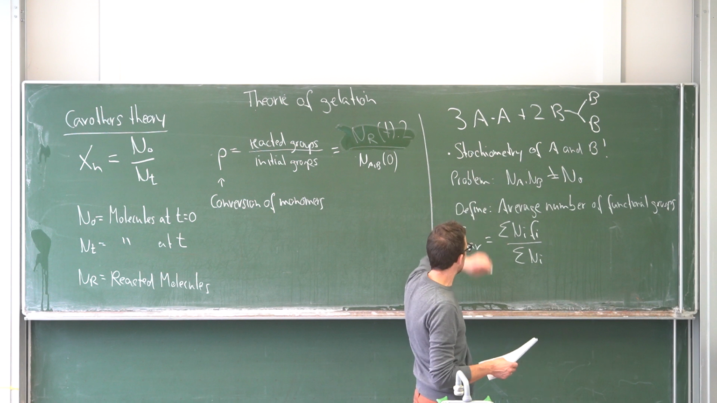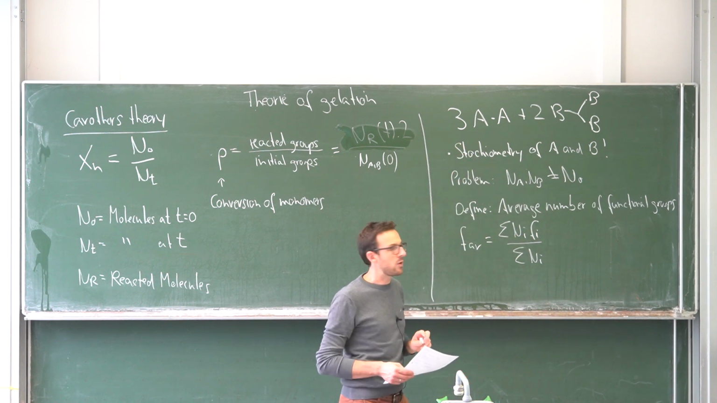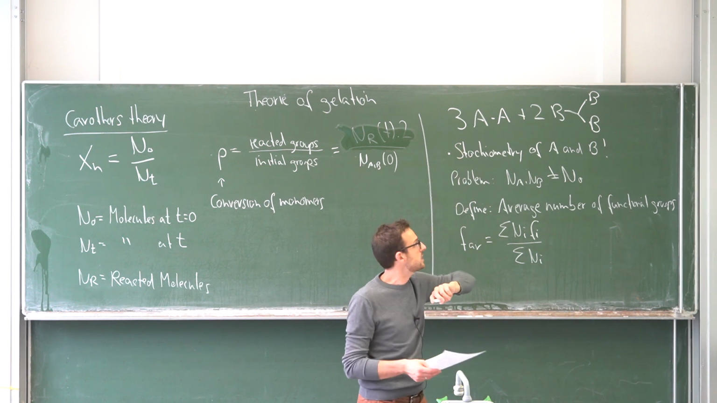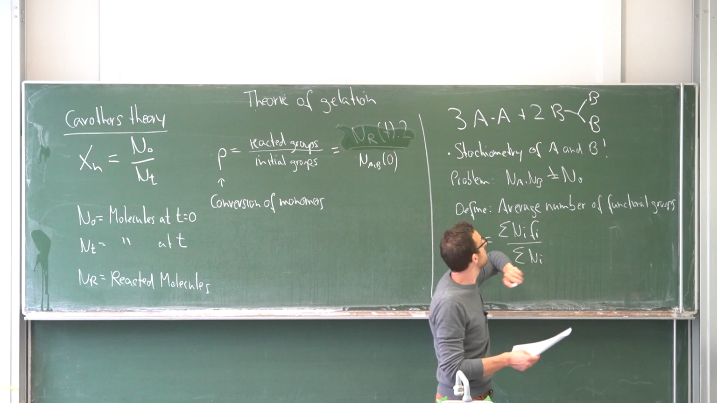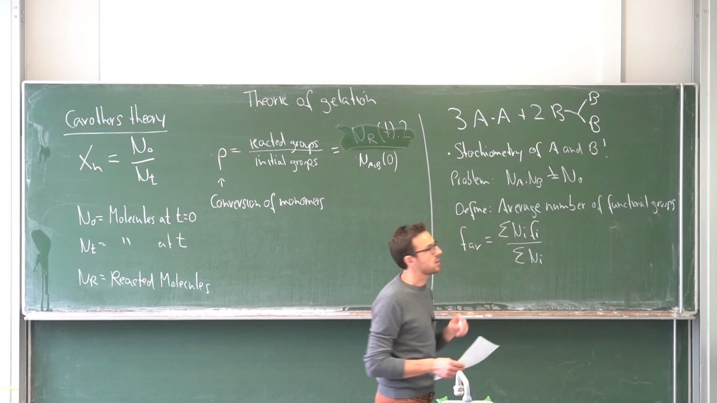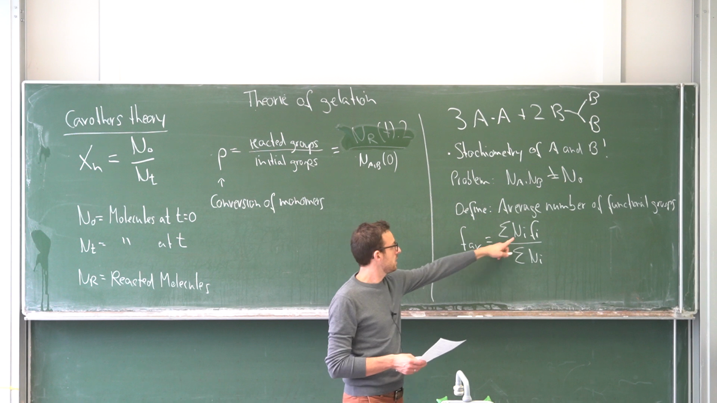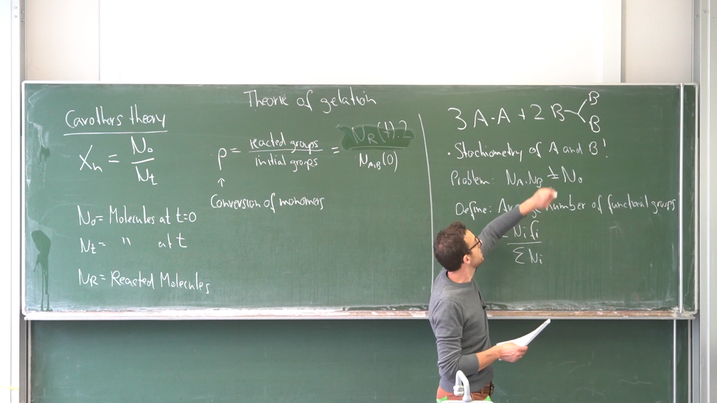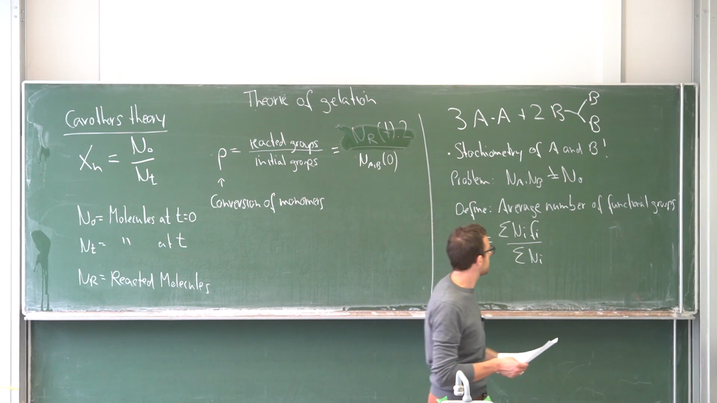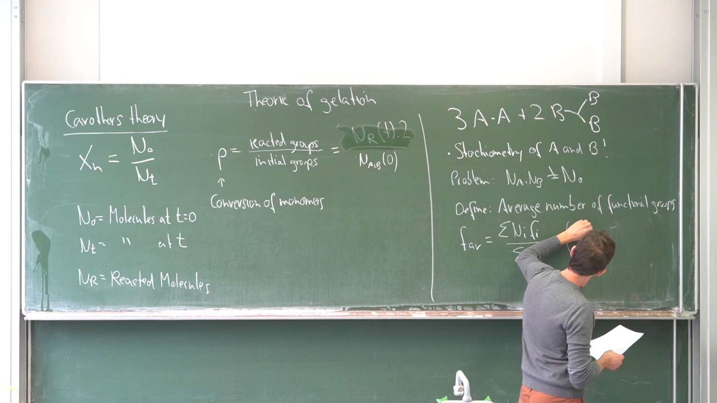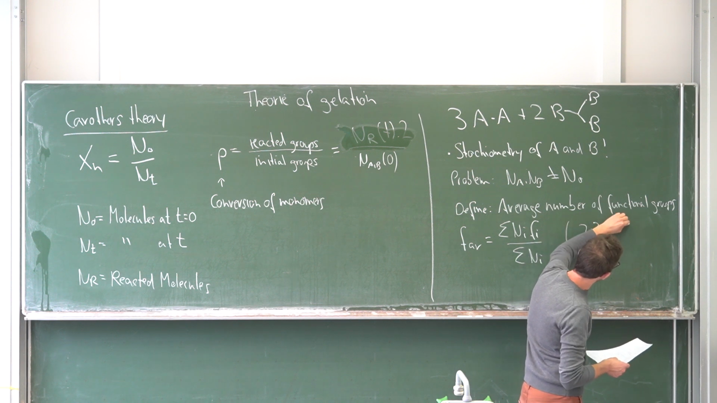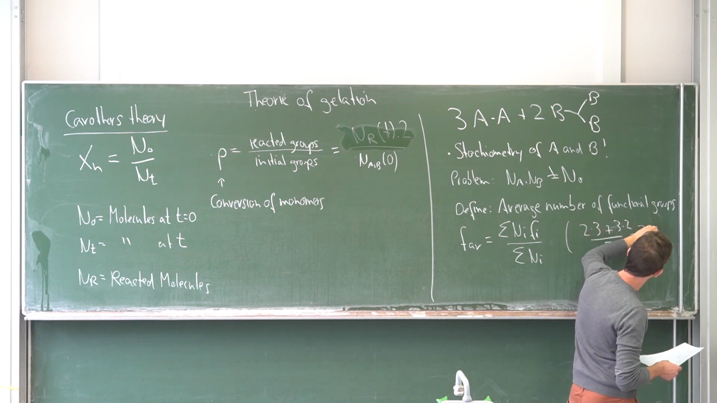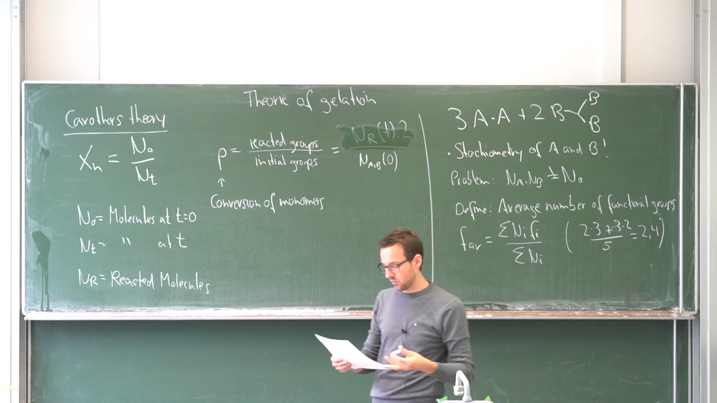So in our example here, we have 3 molecules with 2 functional groups. So 3 times 2 is 6. And then we have 2 molecules with 3 functional groups. So again, 6 functional groups. So this would in total be 12 functionalities. And we divide by 3 and 2 molecules, by 5. So in our example, it would be 2 times 3 plus 3 times 2 divided by 5, and this equals 2.4. So 12 divided by 5.